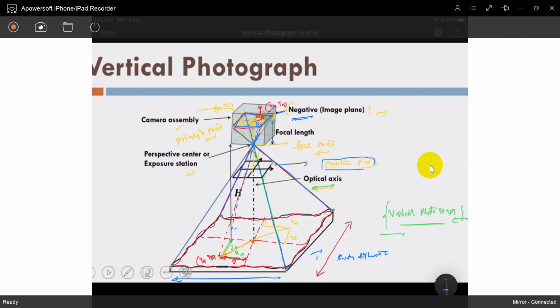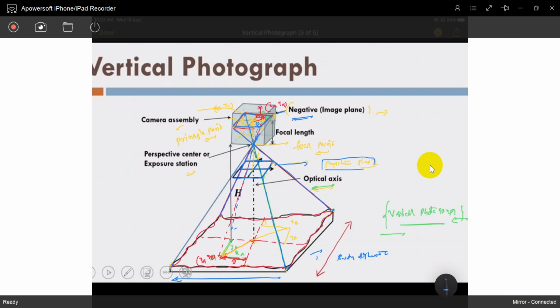Okay, everything is upside down. But the reason we use the positive plane is that the image on the positive plane is exactly what it looks like on the ground. There is no upside down, that's why we require a positive plane. This is the positive plane, right? This is a positive plane.